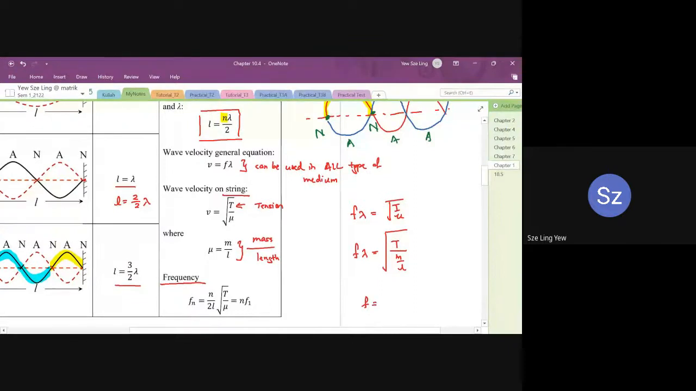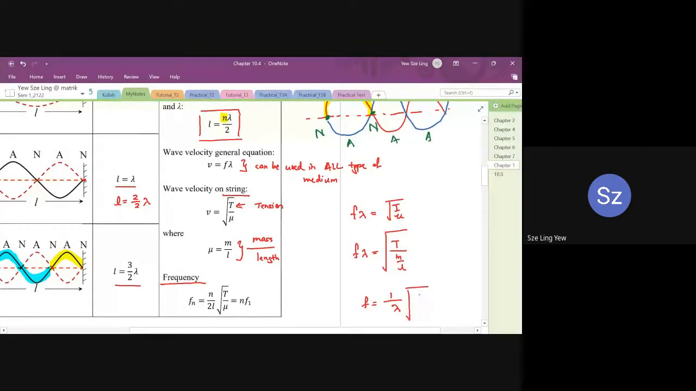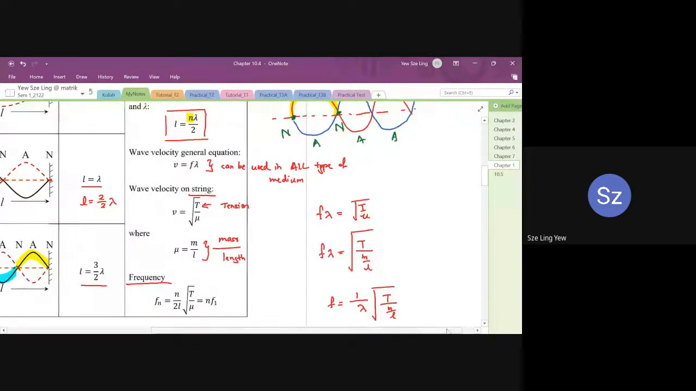F equals 1 over lambda square root T over ML, and then you keep deriving it. Eventually, I think they didn't derive mu, and eventually you obtain the equations. Let me redo it again for you. I think you keep the mu in the equation, so you keep the mu in the equations and derive it.